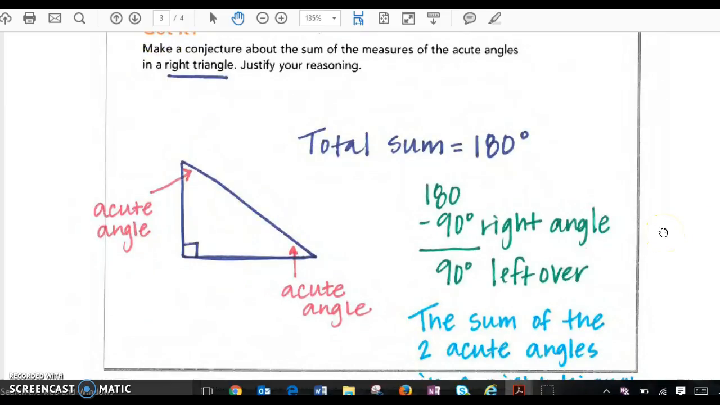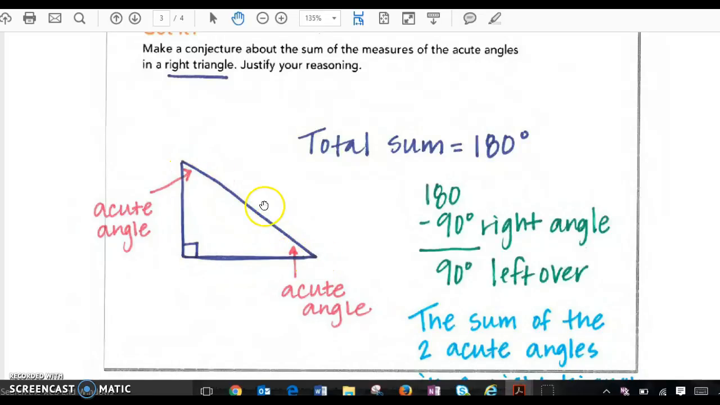The next one is asking you to make a conjecture about the sum of the measures of the acute angles in a right triangle. So I drew the right triangle. This would be the right angle right here, 90 degrees. You know this has to be acute and this has to be acute. If this is a right angle, both of these have to be less than 90.